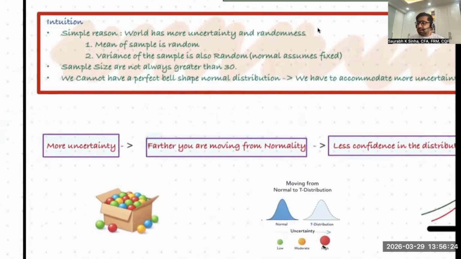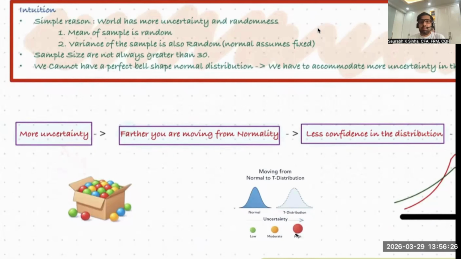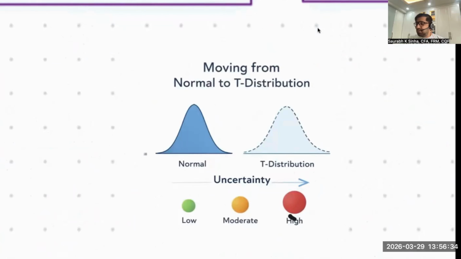So what is the flow? The flow is there is more uncertainty in the world. The sample size cannot always be greater than 30. The variance cannot be fixed. So we have to move away from normal distribution, and should go to a distribution which would be a worse distribution than normal distribution, much worse than normal distribution.